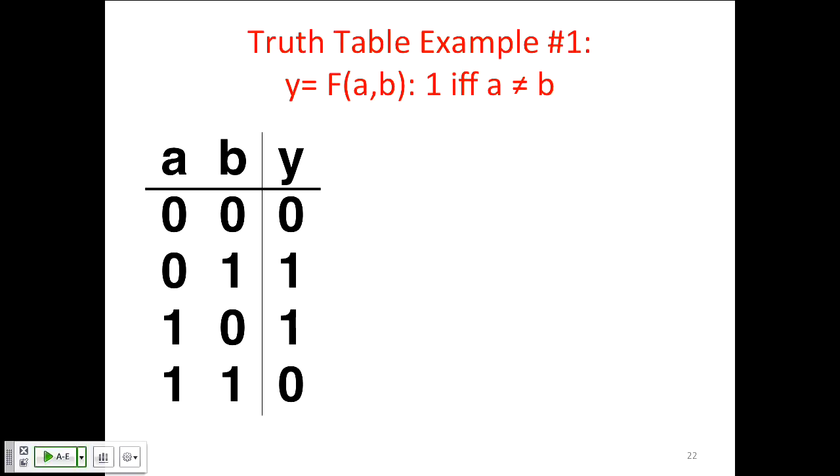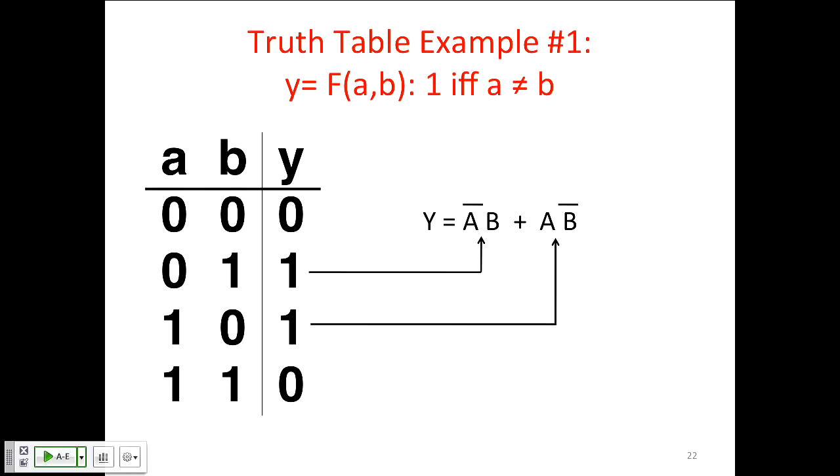Okay, let's try and build this. Look at this example. This is a truth table for a very simple logic function, and this tells you the output is a 1 if A is not equal to B, right? So if A and B are both 0, the output is a 0. If A is a 1 and B is a 1, the output is 0. But if they're different, then you get a 1 on the output, okay?